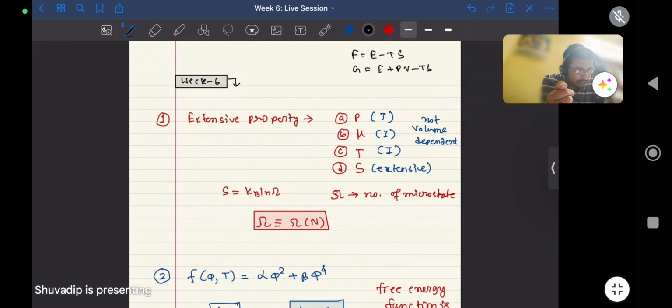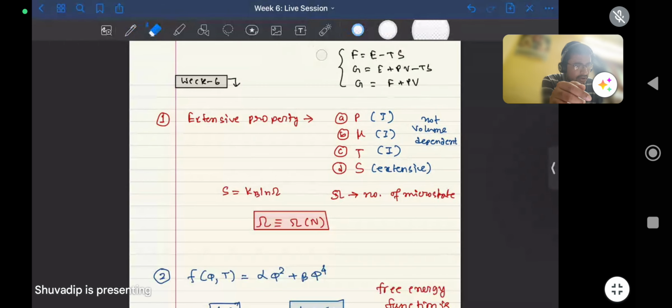So from this you can write E minus Ts is F, so G is F plus PV. So all these relations are important here, the thermodynamic relations between the different kinds of potentials, and all these potentials are only defined for some particular configuration. Like F is defined in V, T, and enthalpy H is in P, T, something like this. Okay, so that concept is important.